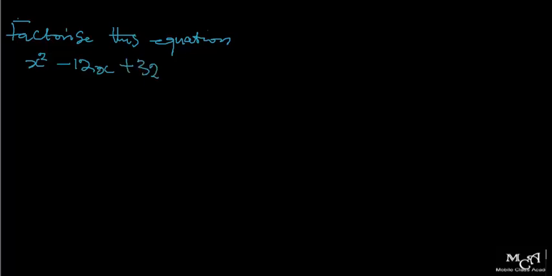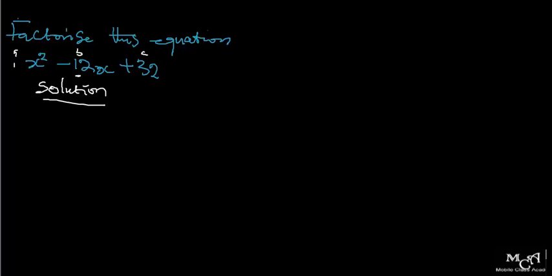Example 2 wants us to factorize this equation. What is the equation? The equation is x squared minus 12x plus 32. So what do we do? Solution. Remember what I said earlier on in example 1? If we have this value, what are we expected to do? We are to look for two values that will replace our b. This is our a. Remember the value of our a is 1. And the value of our b is minus 12. The value of our c is 32.